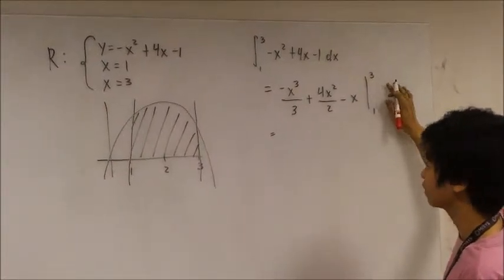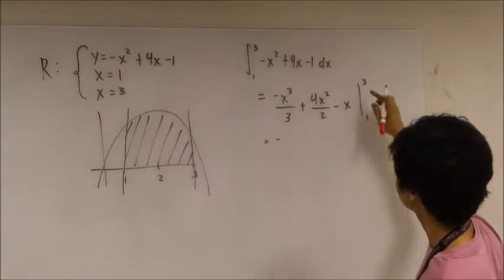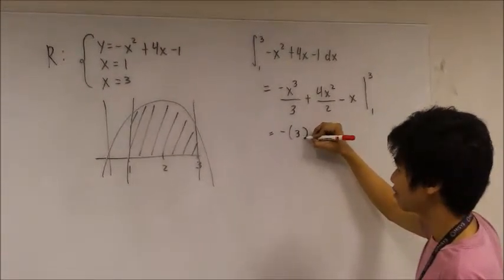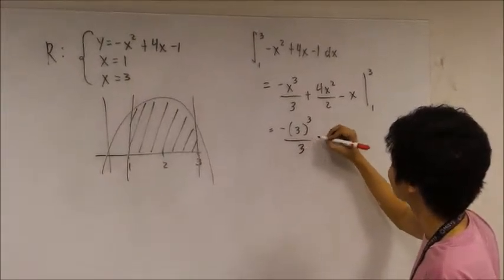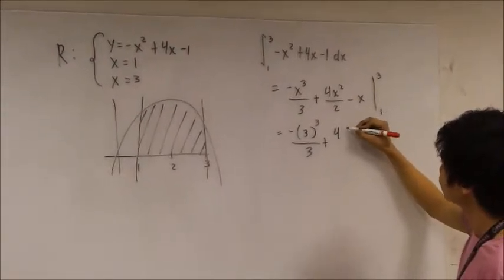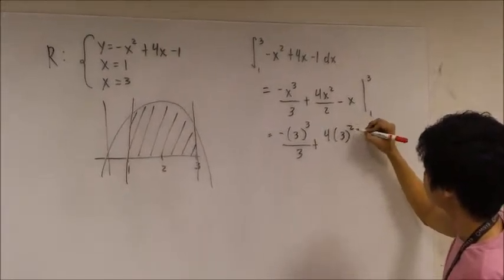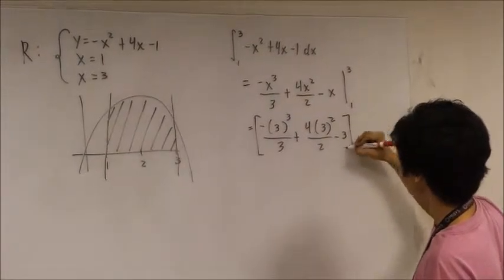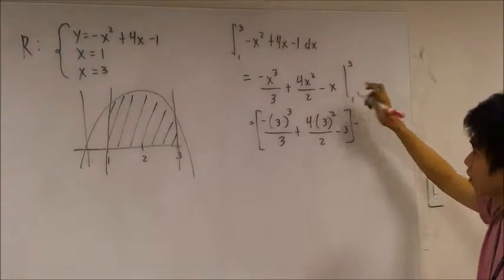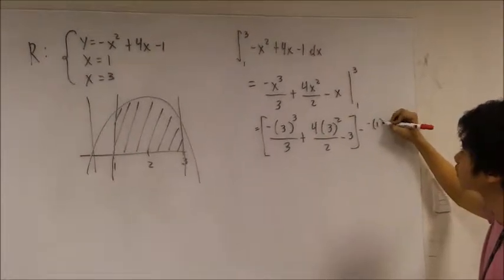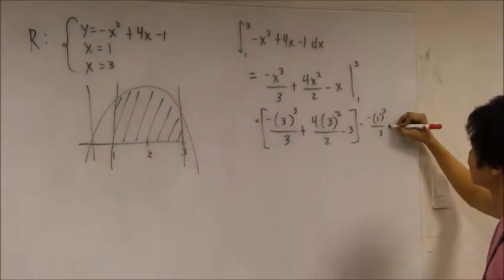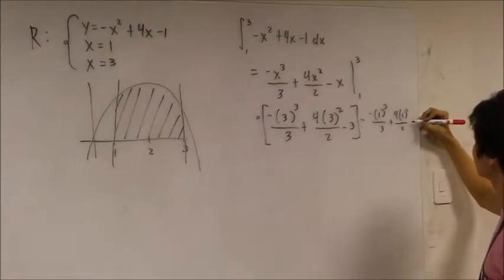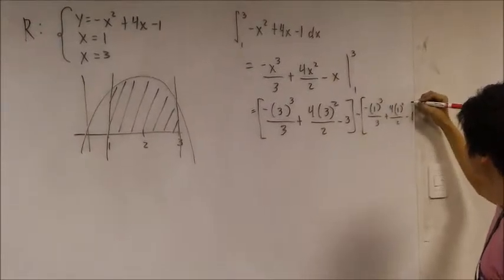For evaluating it, we simply plug in the values. First, 3. So negative 3 cubed over 3 plus 4 times 3 squared over 2 minus 3. And we subtract the second value which we plug in. So we have negative 1 cubed over 3 plus 4 times 1 squared over 2 minus 1. So there.